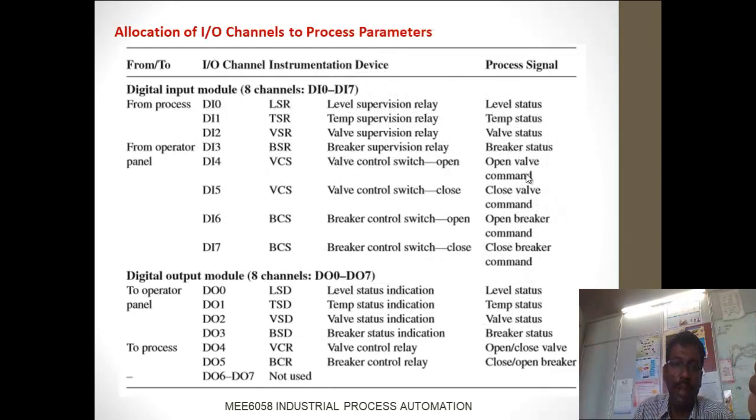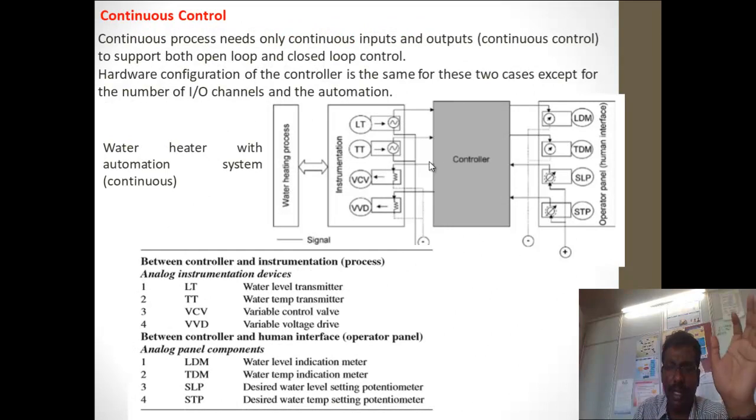Okay, but if you come into continuous process, we do not have so many relays. With respect to variable voltage, we are able to control the process. So what happens here? LT, water level transmitter, and water temperature. It's a level sensor, temperature sensor, variable control valve, and variable voltage.